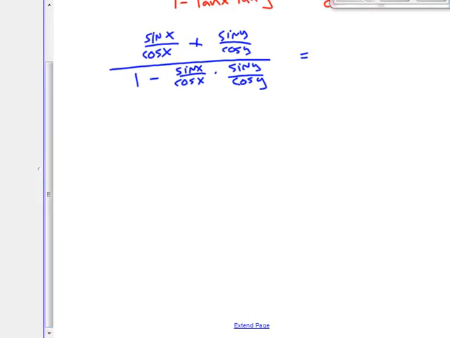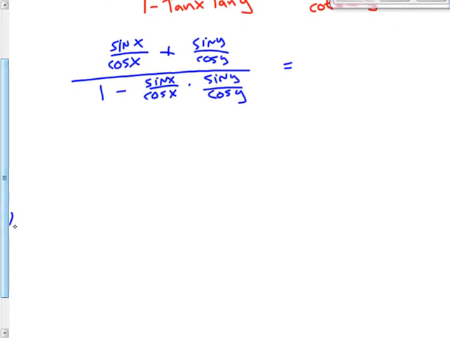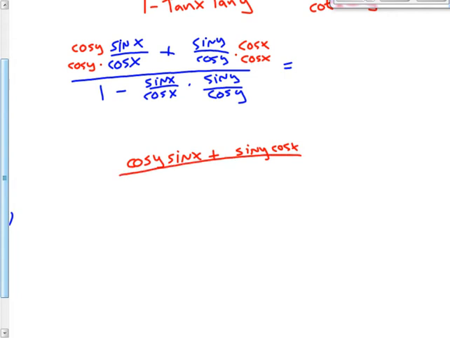Sorry about that. The fraction on top, I can add that together by getting a common denominator. So I'm going to multiply this by cosine y on both top and bottom, and this one by cosine x on both top and bottom. And so on the top of this whole monster fraction, I have cosine y sine x plus sine y cosine x, all over cosine y cosine x.